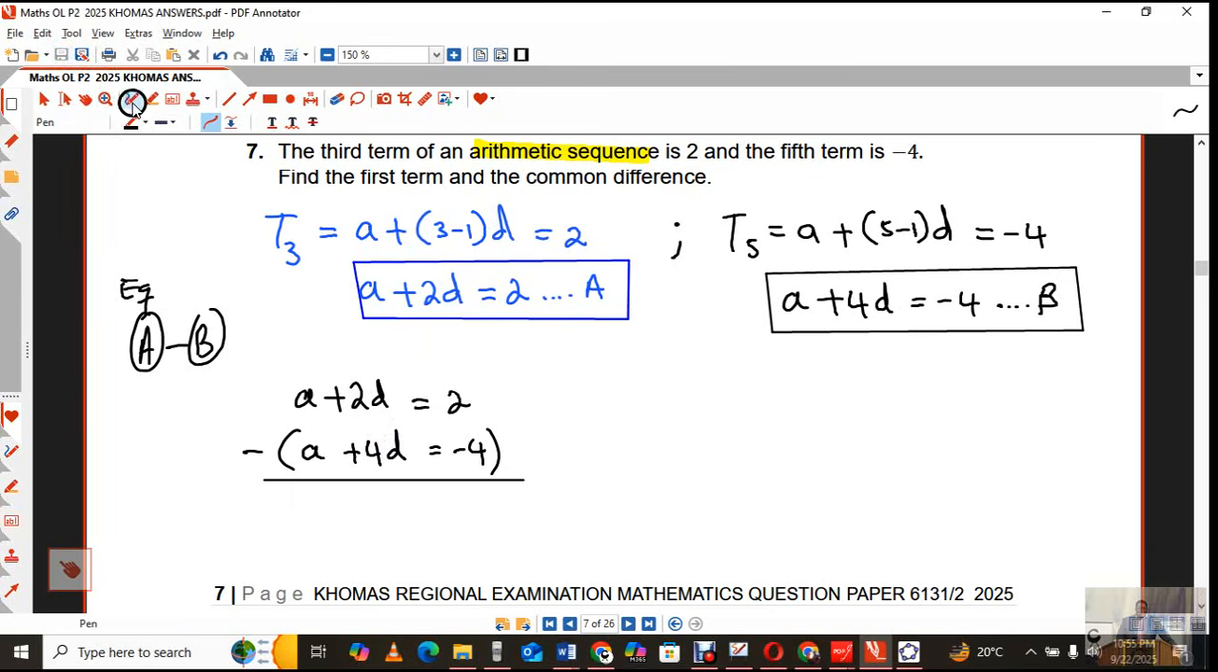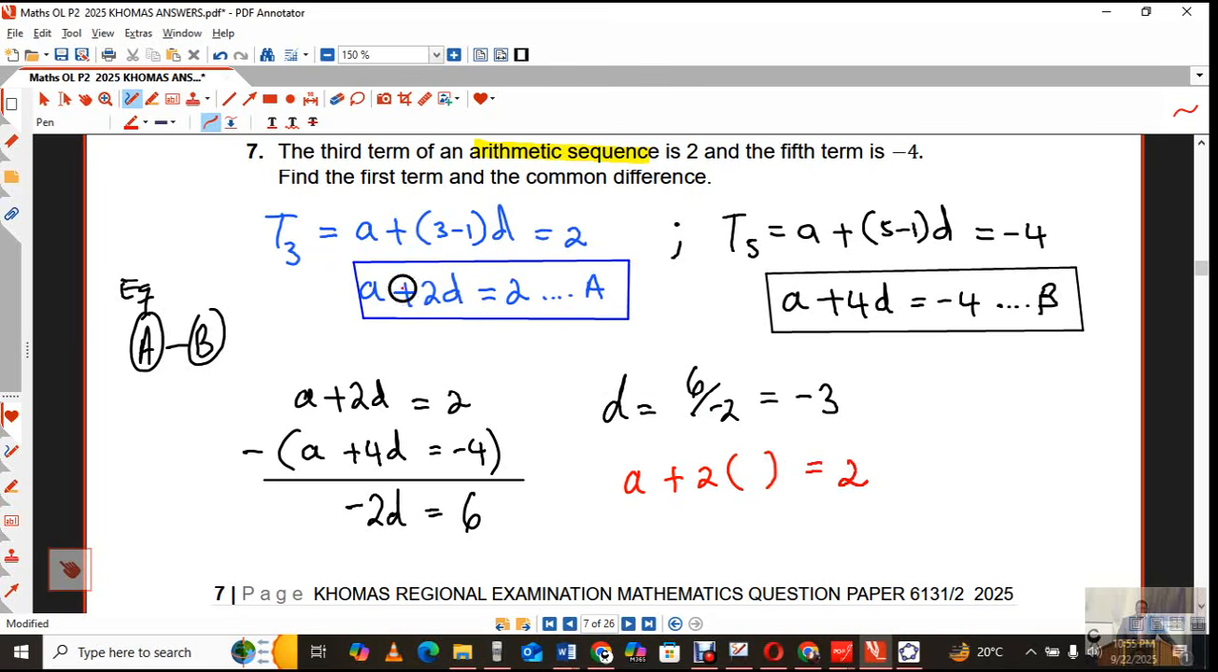Right, so what do we have? The A's cancel, 2D minus 4D, that's going to be negative 2D. You have 2 minus 4, that is 6. So this gives us that D is 6 divided by negative 2, and then D is equal to negative 3. And if that is the case, we can actually calculate A by substituting the value of D in either equation A or equation B. So I'm going to substitute in equation A, where I now know what the value of D is. So I'm going to use that to find the value of A.